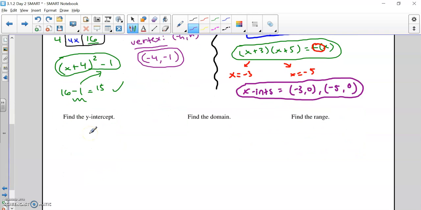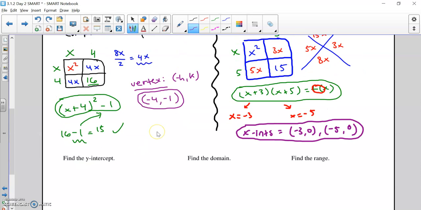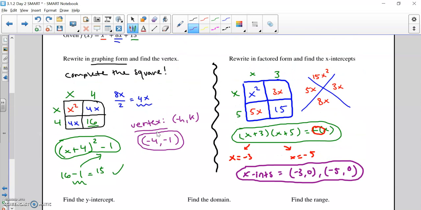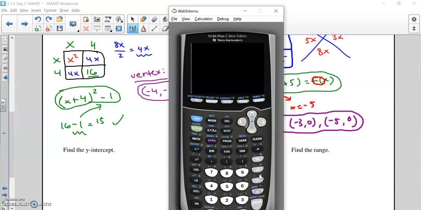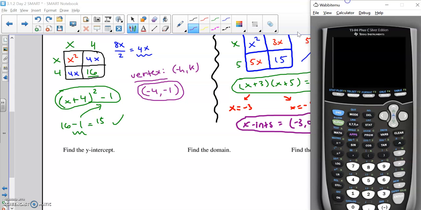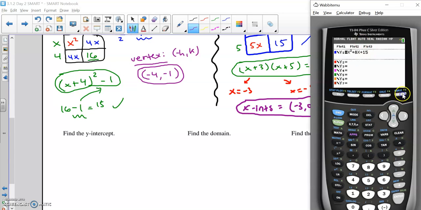All right, now we have to do y-intercept, domain, and range. So here's the deal. It might be helpful if we actually graphed this first. So let's go ahead and get our calculator and graph it. I'm going to go ahead and graph this and pause the recording while I do that. All right, I have typed it in here and I've graphed it.